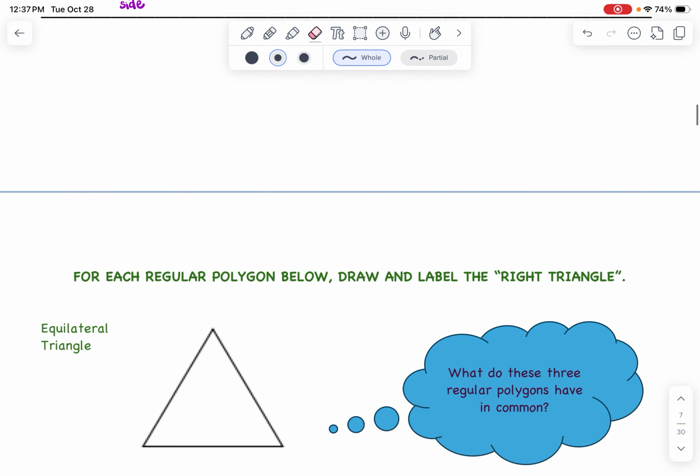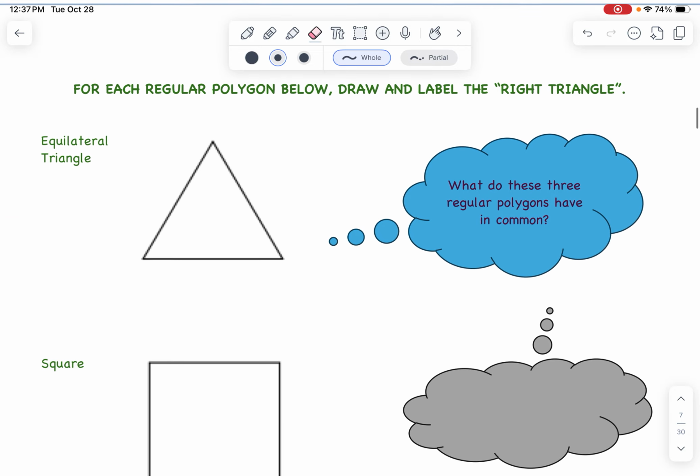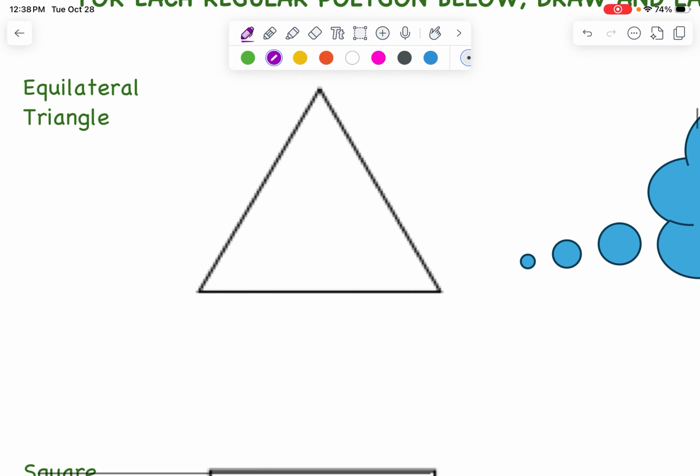So here we go. For each regular polygon below, we're going to draw and label the right triangle because I actually don't even need the polygon. I just need the right triangle so I can find the apothem and perimeter and then use the formula. Okay, so here we go. If it's an equilateral triangle, I'm going to drop the apothem. There's my apothem and my radius. And here's my right triangle right here. I'm going to highlight it.